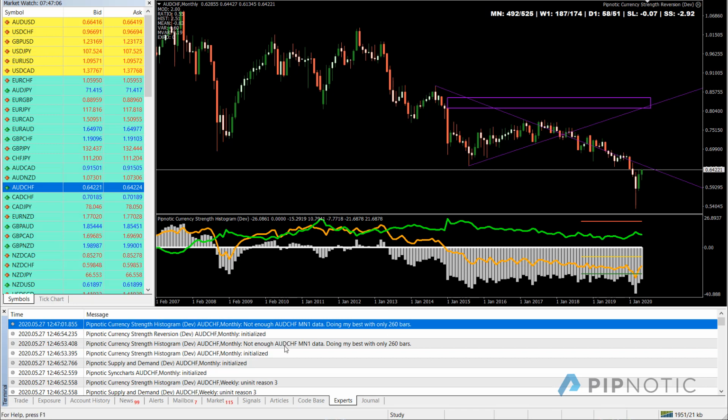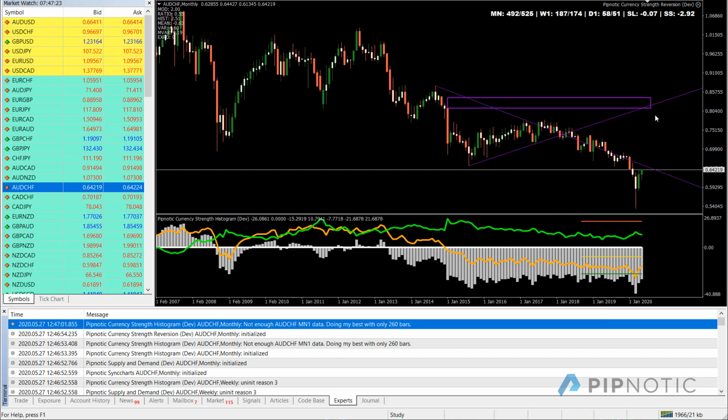Okay, so not enough Aussie Franc monthly data, doing my best with only 260 bars. We only have 260 bars of historical data. That's not a whole lot. But we're trying to make sense. We're trying to use this limited data to help us make some decisions. But it can be a little bit difficult.